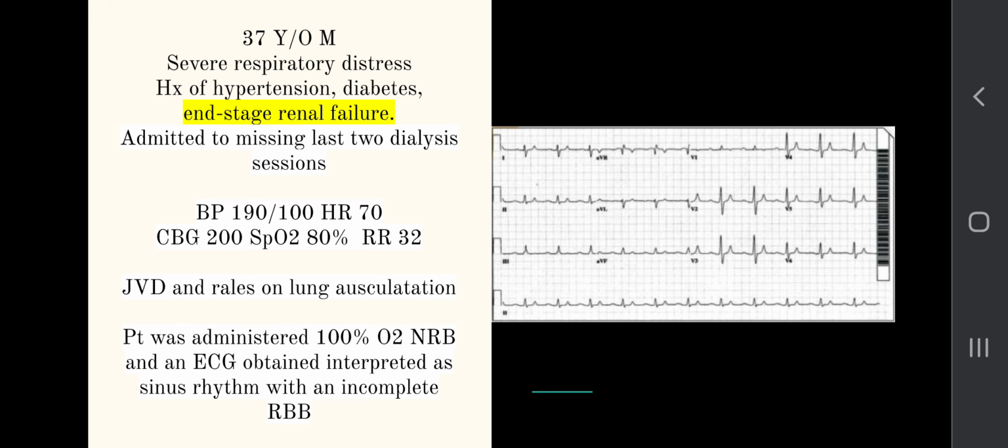The patient was administered 100% O2 via non-rebreather, and an EKG was obtained and interpreted as sinus rhythm with an incomplete right bundle branch block. And that is the first rhythm there on the right that this patient had when he was first admitted into the hospital.